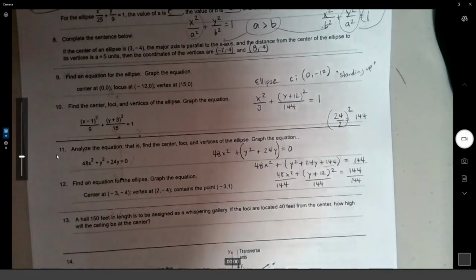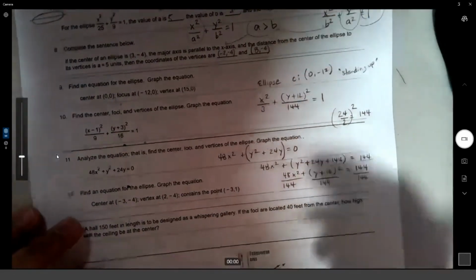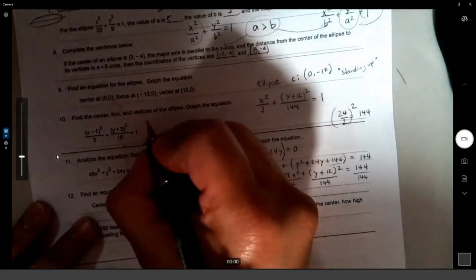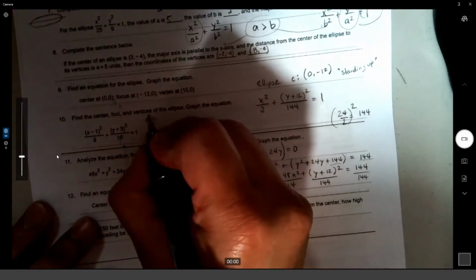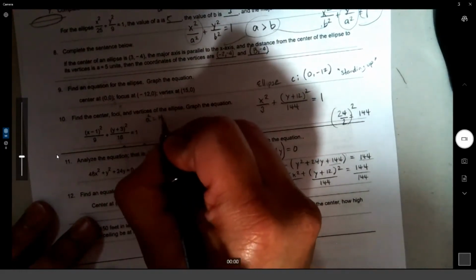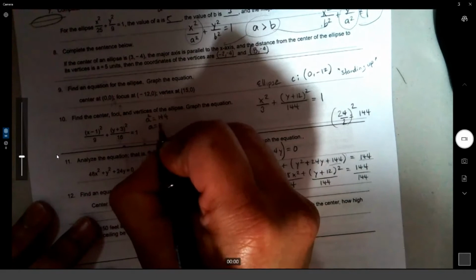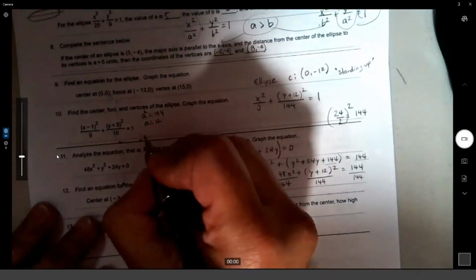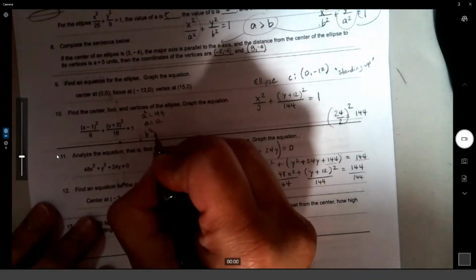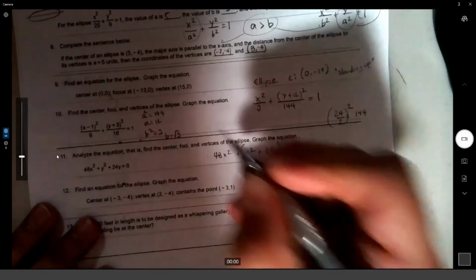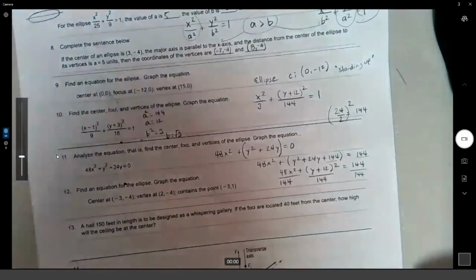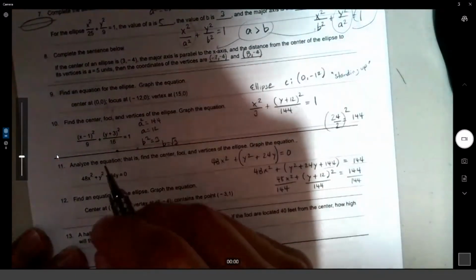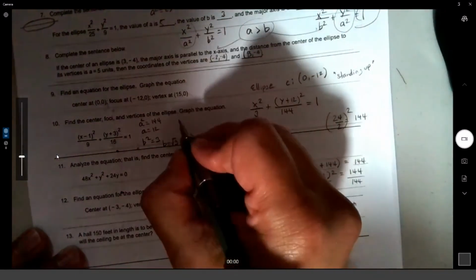So all right, I guess we need to find some more information here, huh? So a squared is equal to 144. a is equal to 12. b squared is equal to 3. b is equal to the square root of 3. To find the foci, we need to find c.